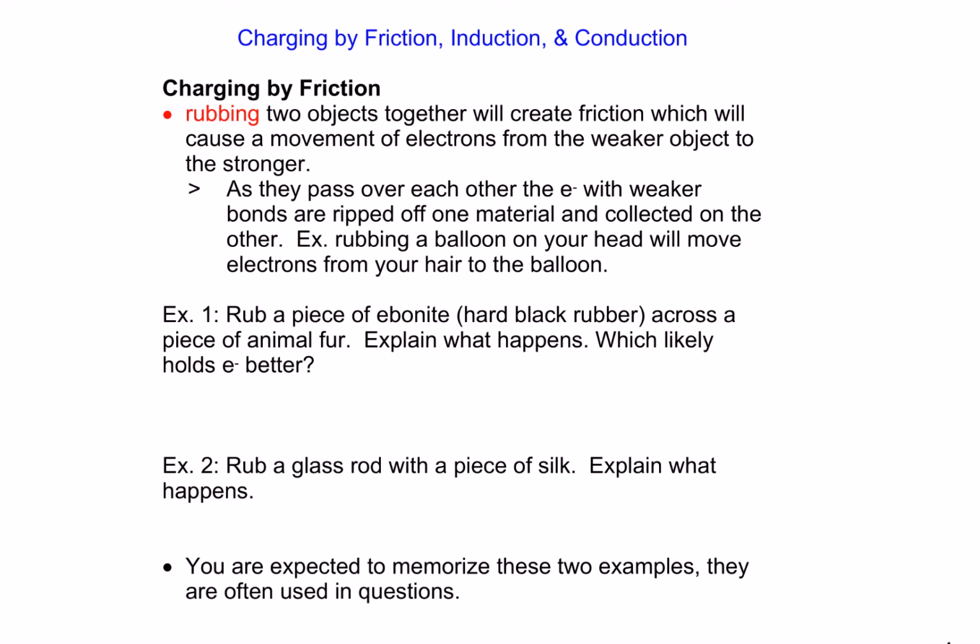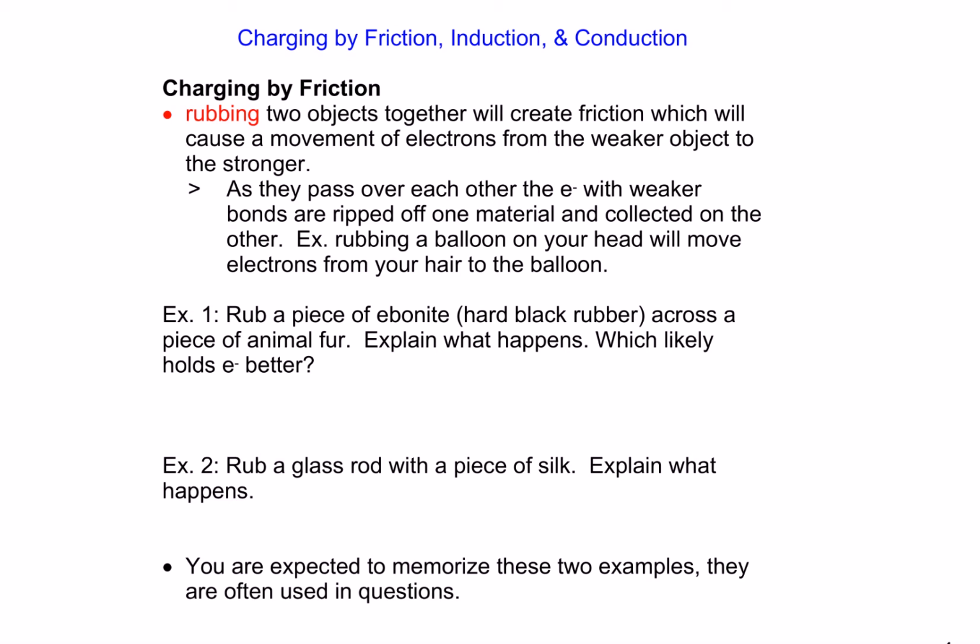So what we're going to do is rub two objects together, and what will happen is the electrons from the weaker substance, whatever has weaker bonds, will move to the substance that has a stronger bond. So we've used balloons as an example. When we rub a rubber balloon on our hair, our hair is giving up electrons to the rubber balloon. So that gives the balloon a negative charge, and it would leave our hair as a positive charge.